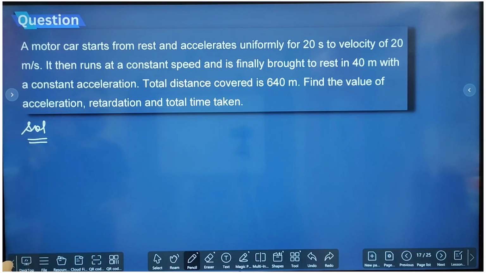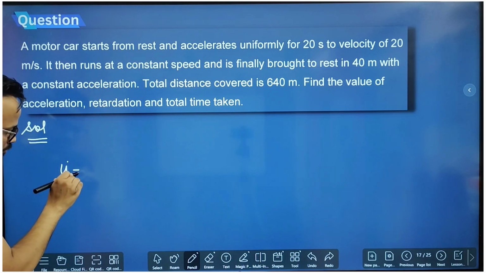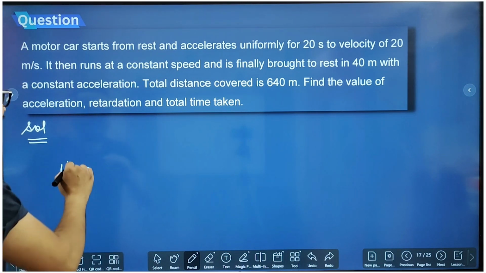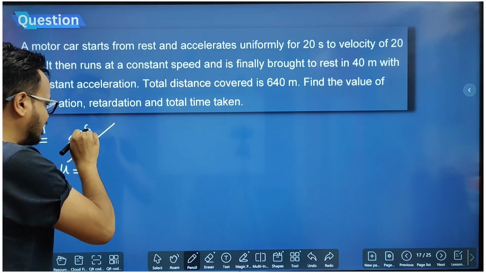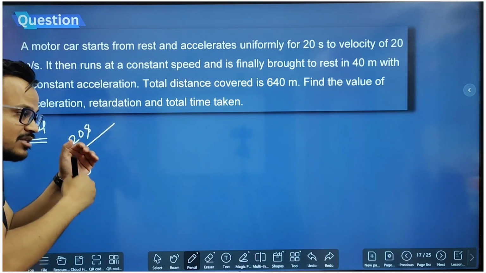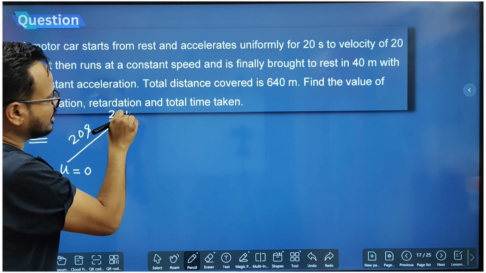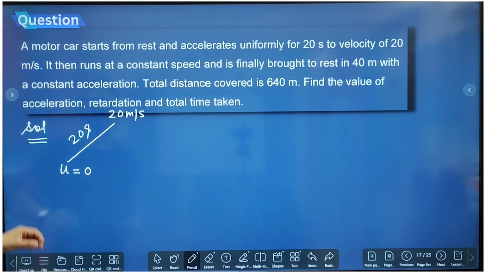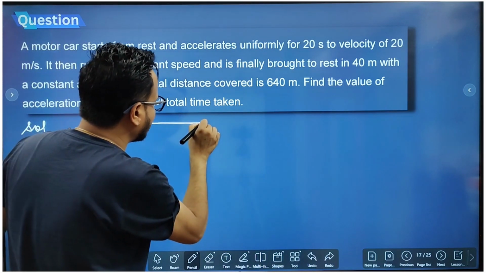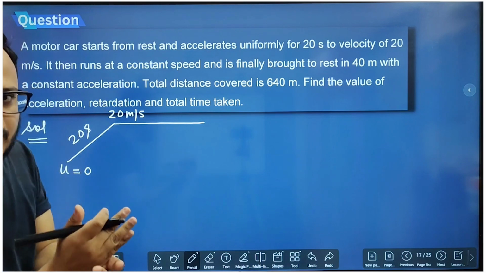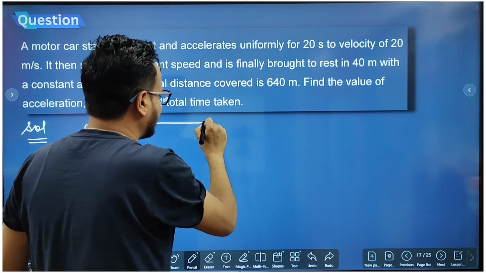So what is the question? A motor car starts from rest. Suppose this car is starting from rest from this point, so u is 0. It accelerates uniformly for 20 seconds. For 20 seconds it is accelerating, that means its velocity is increasing. And after 20 seconds, the velocity is 20 meter per second. It then runs at a constant speed. Now it runs for some time with this constant speed of 20 meter per second, and it is finally brought to rest in 40 meter with a constant acceleration.